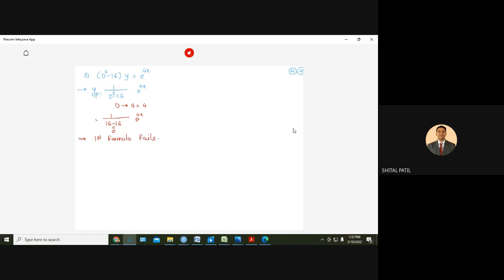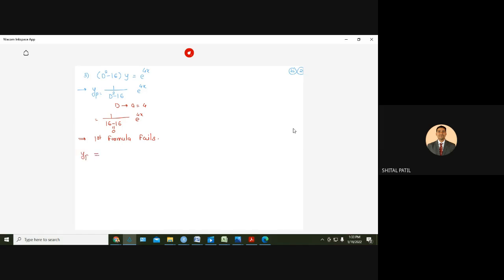First formula fails. While checking the question papers, I think 2-3 years back, the student used to write that example fails. How example will fail? Formula may fail. How example will fail? So don't write in this way. First formula fails. So now we have to use second formula.